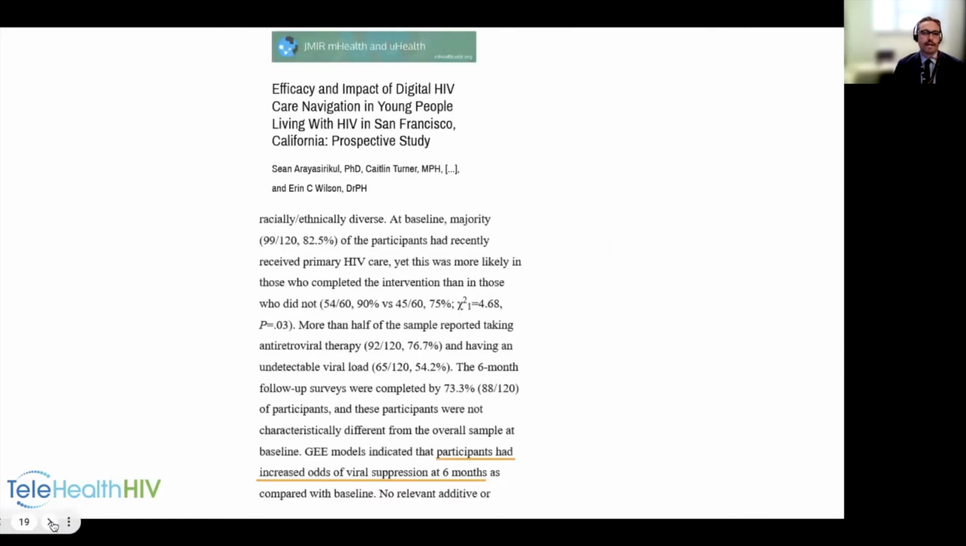So here's just one example. This program used a digital HIV care navigation app in young people living with HIV in San Francisco, and they looked at 6 months. Participants in the program who downloaded the app had increased odds of viral suppression at 6 months. Again, it's a small study with a small sample size, and when you look at the more long-term effects, a lot of this doesn't necessarily stick. But some of these interventions are very inexpensive and very user-friendly. Go ahead to the next slide.